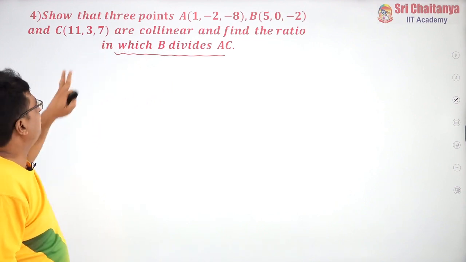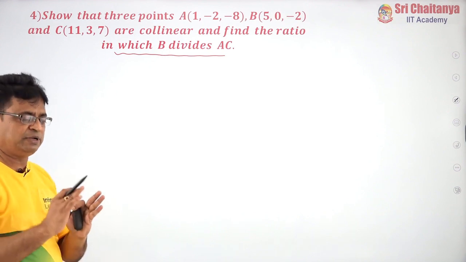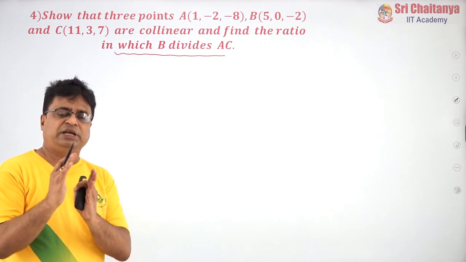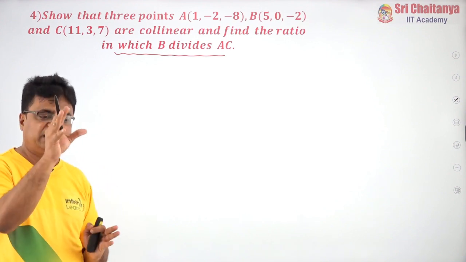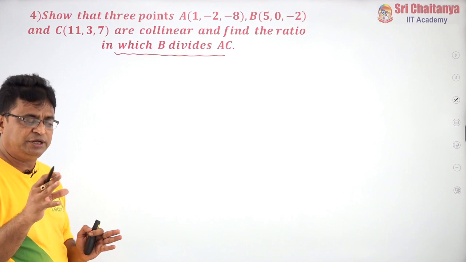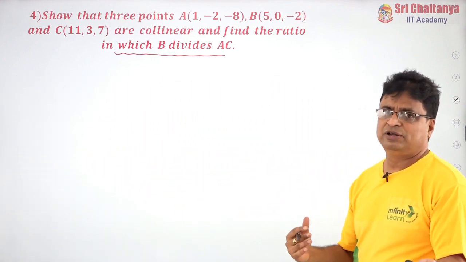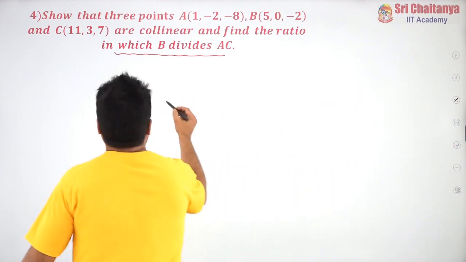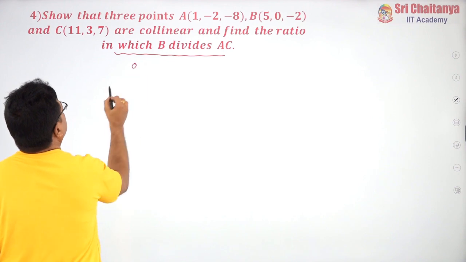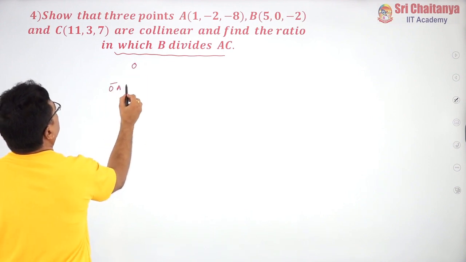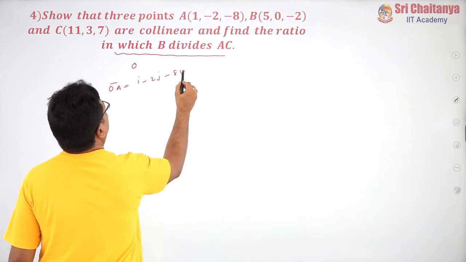a better suggestion is you find all the distances very carefully. That means you find AB, BC, CA, and with the help of those magnitudes, you will understand that the sum of any two is equal to the third. So let us see. Suppose O is the origin. Whenever points are given, immediately let O be the origin. Therefore, OA bar equals I minus 2j minus 8k.